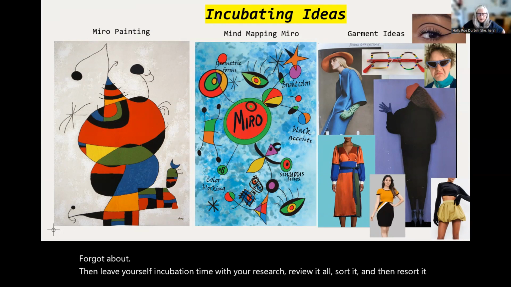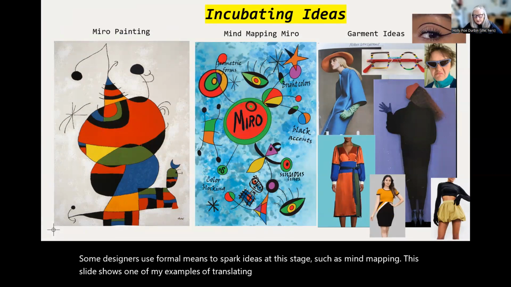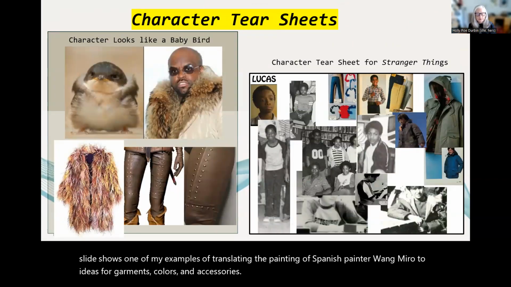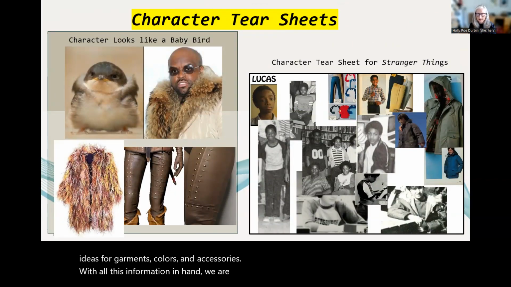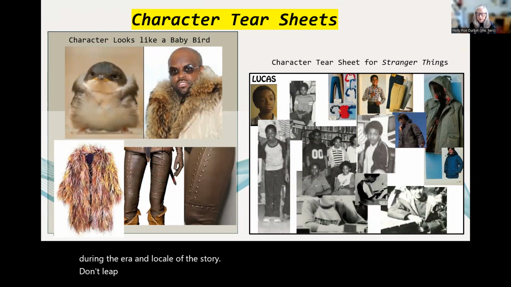Some designers use formal means to spark ideas at this stage, such as mind mapping. This slide shows one of my examples of translating the painting of Spanish painter Joan Miró to ideas for garments, colors, and accessories. With all this information in hand, we are finally ready to study the exact garments worn during the era and locale of the story. Don't leap to this step too early.